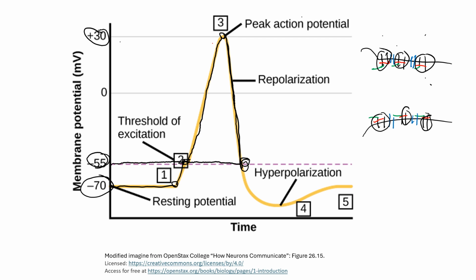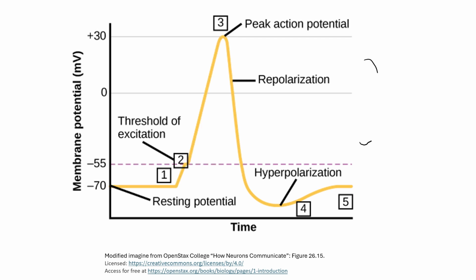So as the interior of the hillock moves from positive 30 back down towards negative 55 millivolts, thanks to the efflux of potassium ions through the voltage-gated potassium channels, when we get to negative 55, the voltage-gated sodium channels do not open. The inactivation gates prevent that from occurring and ensure that another action potential does not immediately happen. All right, so let's continue on from there.